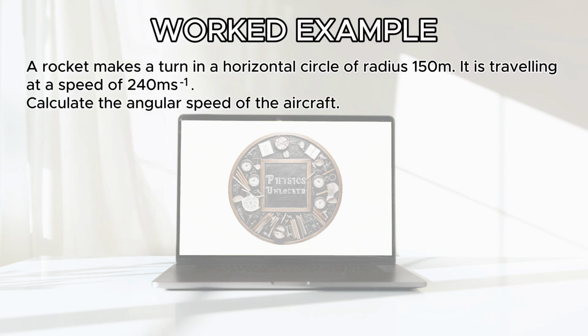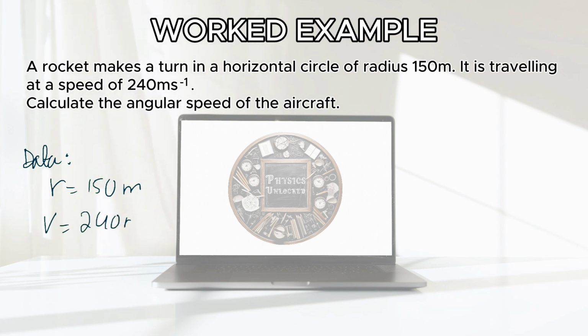Okay students, so let's solve a worked example based on today's lecture. The first heading must be the data. A rocket makes a turn in a horizontal circle of radius 150 meters. It is traveling at a speed of 240 meters per second. Calculate the angular speed of the aircraft.